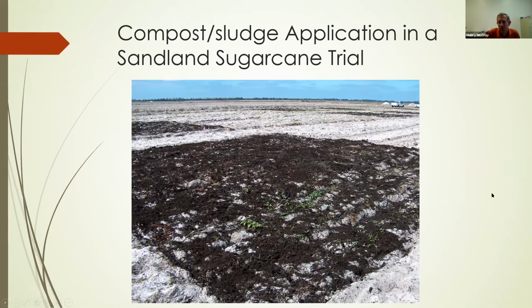So this is an example of a trial that we had several years ago. We used a compost sludge material in an application on sandland sugarcane. We applied this at about 60 cubic yards per acre, and we got good benefits. We had an increased sugarcane yield and showed that we could, especially the first year, reduce the nitrogen rate compared to not having any compost applied. So it certainly can have benefits in terms of crop yield and possibly reduced nitrogen from other sources for the first year or two.